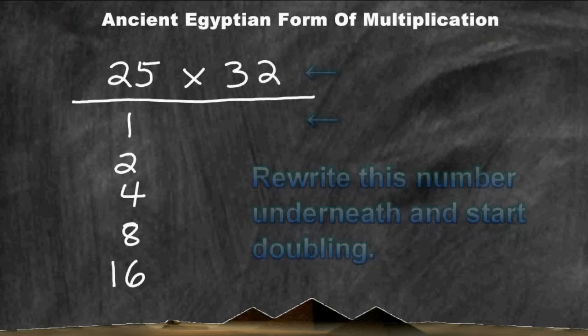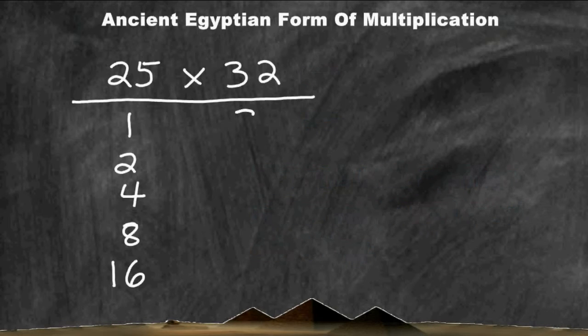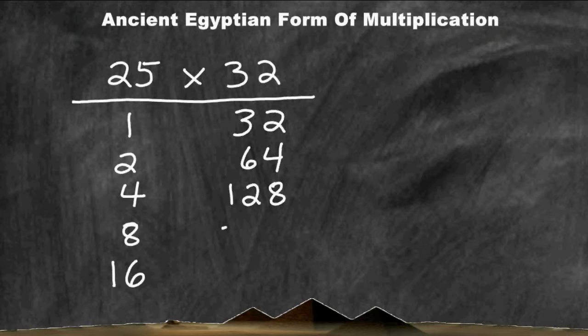At the top of our second column, we have the number 32. Whatever number you have at the top of your second column, you must rewrite that number and start doubling that number. Because we only doubled 5 numbers in our first column, you may only double 5 numbers in the second column. So first, we are going to rewrite 32. We double 32, and that is 64. We double 64, and that is 128. 128 doubled is 256. And 256 doubled is 512.